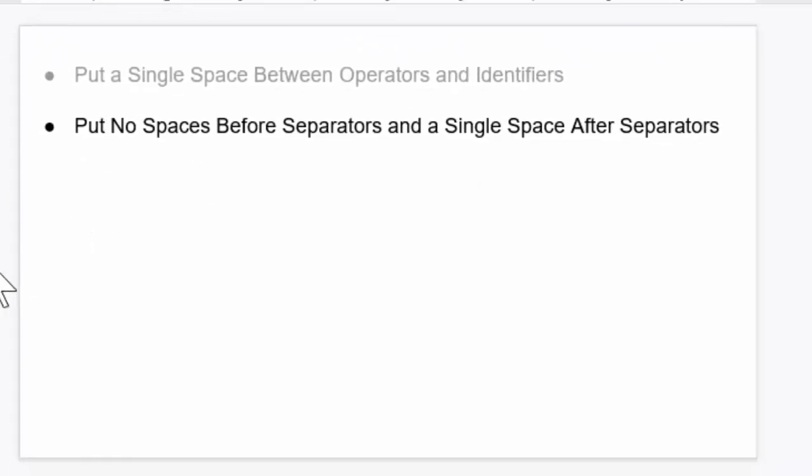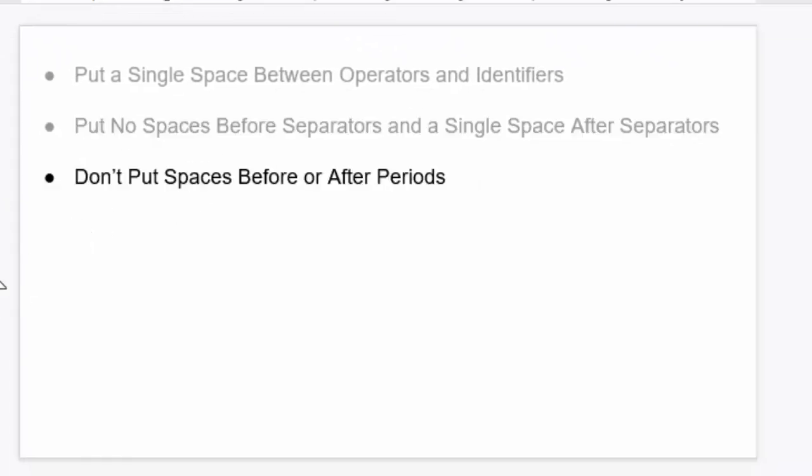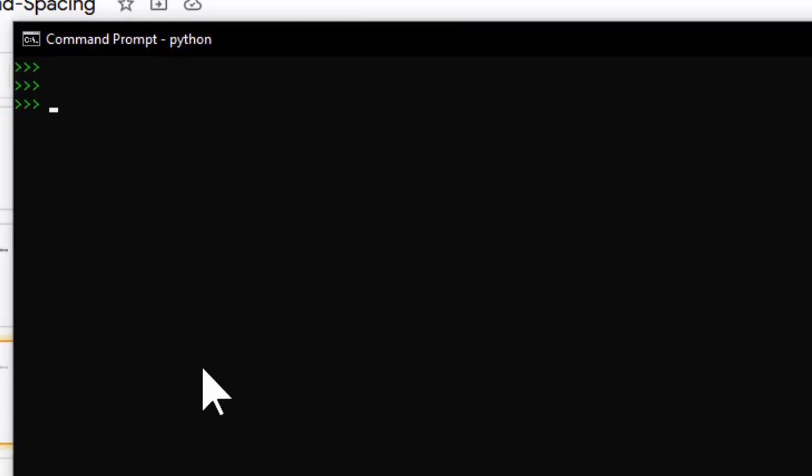Next, don't put spaces before or after periods. Now, Python allows you to insert spaces before and after periods, marking the beginning of a Python attribute, but you should avoid doing so. By not placing spaces there, you emphasize the connection between the object and its attribute.